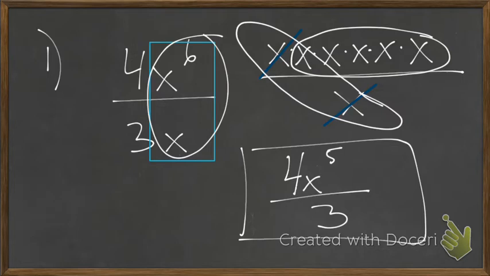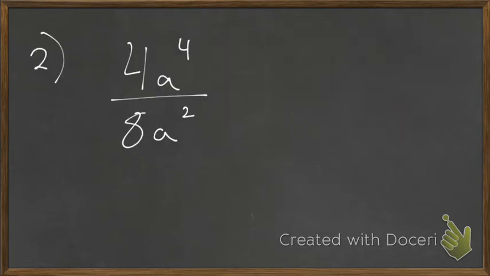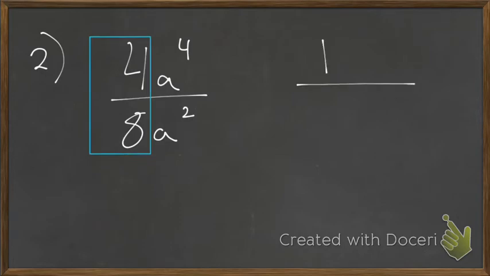All right, so let's look at another one. Here, I like to start with the coefficients. You don't have to. I've got a 4/8. And I know that 4/8 simplifies straight up to 1/2. 4 divided by 4 is 1. 8 divided by 4 is 2.